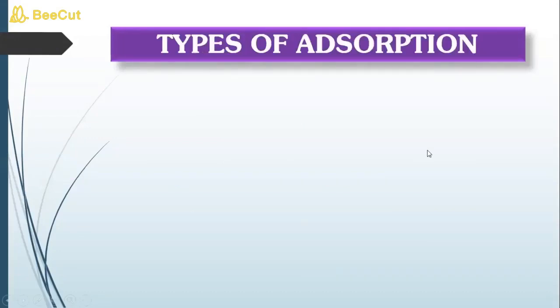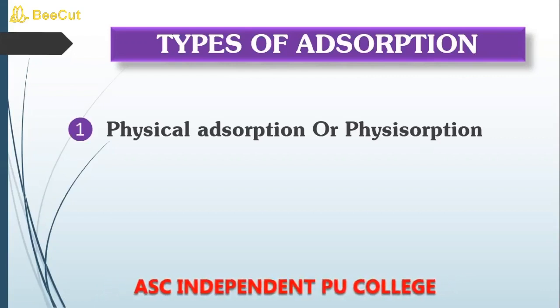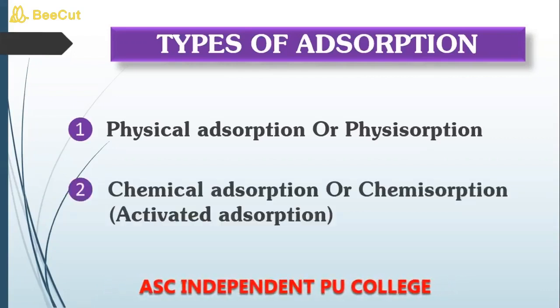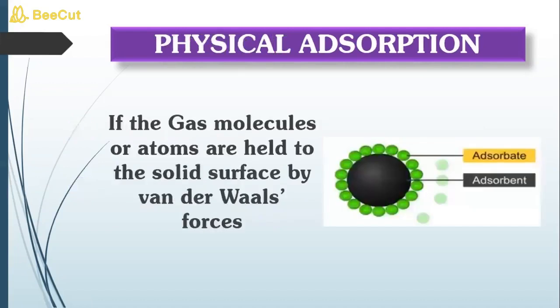Let us study the types of adsorption. There are two types of adsorption. One is physical adsorption or physisorption, and the second one is called chemical adsorption or chemisorption. Sometimes it is also called activated adsorption. Let us move on to physical adsorption. Students, you all know that when we are talking about the term adsorption, there should be an adsorbate and an adsorbent. Here this is an adsorbate and the black colored one is going to be an adsorbent. So if the interaction between these two is found to be van der Waals force of attraction, then it is said to be a physical adsorption.